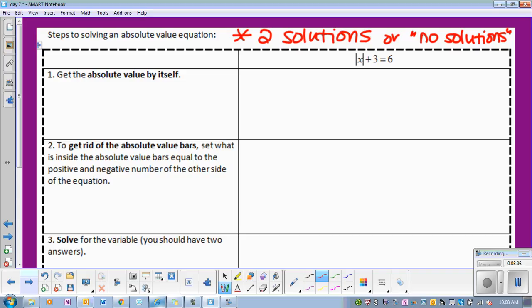So here's how you solve absolute value equations. First of all, step 1 says get the absolute value all by itself. It means get the absolute value bars all by itself on one side of the equal sign. So here's my absolute value. Is it by itself right now? No. I have a +3 next to it. Let's move that +3 out of the way. What do I need to do? Subtract it. Subtract 3, and on both sides. Whatever you do to one side, you have to do to the other side. So then now we have absolute value of x equals, what's 6 minus 3? 3.